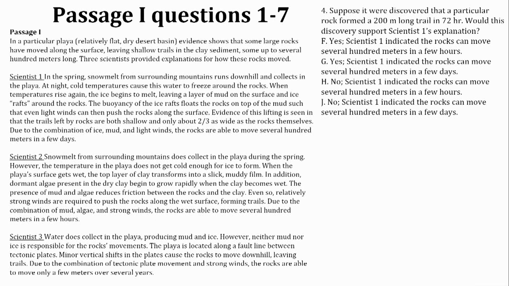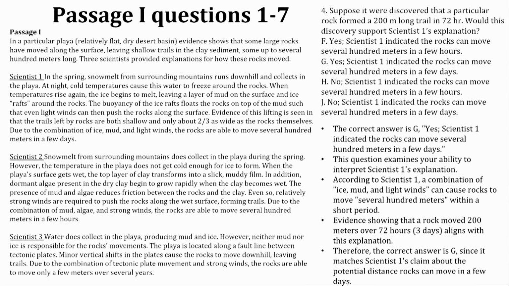All right, here's the next one. Let's go ahead and read the question. This says, suppose it was discovered that a particular rock formed a 200-meter long trail in 72 hours. Would this discovery support scientist 1's explanation? Okay, so the answer choice here is G.